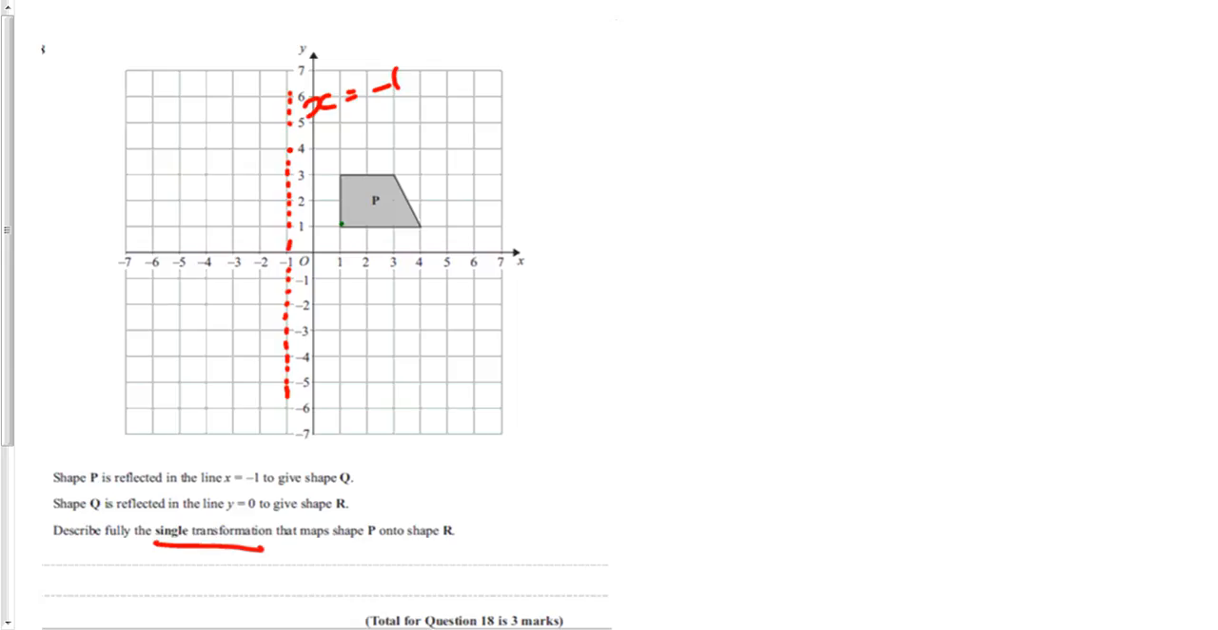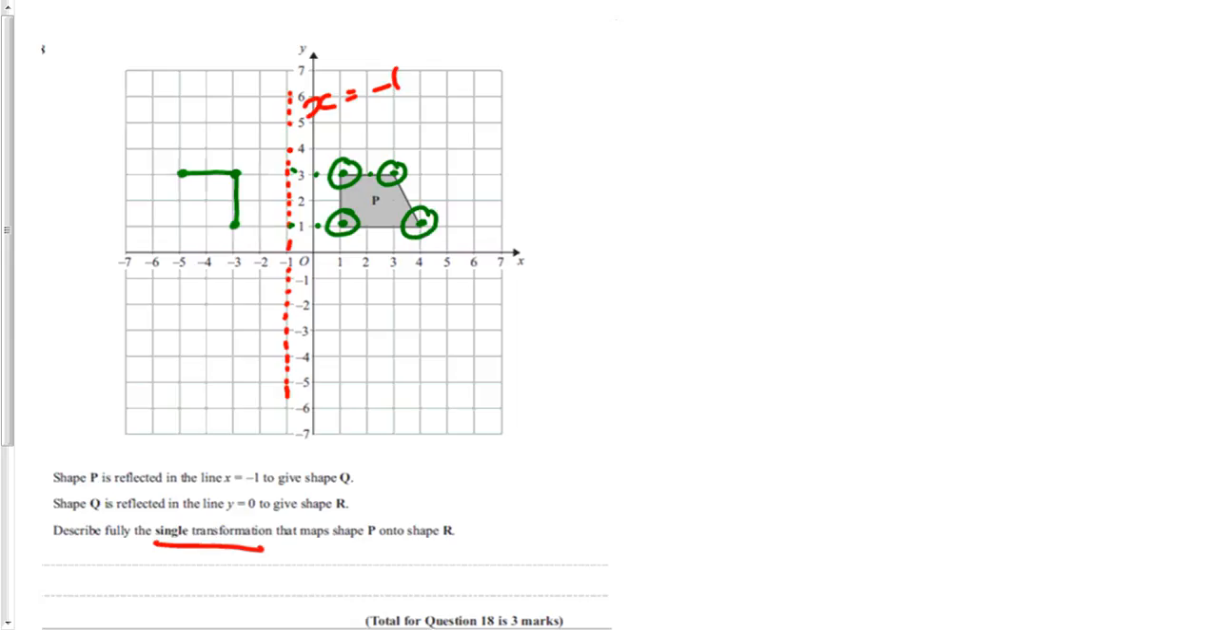So if we consider all 4 points of our shape here, if we take this point first of all, that's 2 squares away from the line of reflection, so we're going to go 2 squares the other side. So it's going to be reflected to that point. This point here is 2 squares away from the line of reflection, so if we go 2 squares over, we get this point. This point here is 1, 2, 3, 4 squares away from the line of reflection. So we go 4 squares the other side. 1, 2, 3, 4, and that gives us right here.